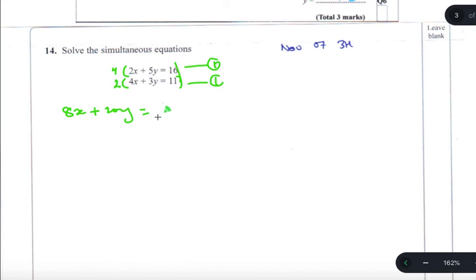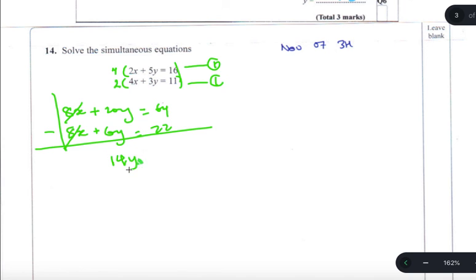This will be 8x plus 20y equals 16 times 4. 16 times 4 is 64. Okay, so this is 8x, second equation, 6y equals 22. Okay, minus, always minus. When you see that these coefficients are both positive, you subtract. If one is positive and another one is negative, you add so that you can get a 0. The intention here is to get a 0, so you always either add or subtract. So 20 minus 6 is 14y, positive 14y. 64 minus 22 is 42.